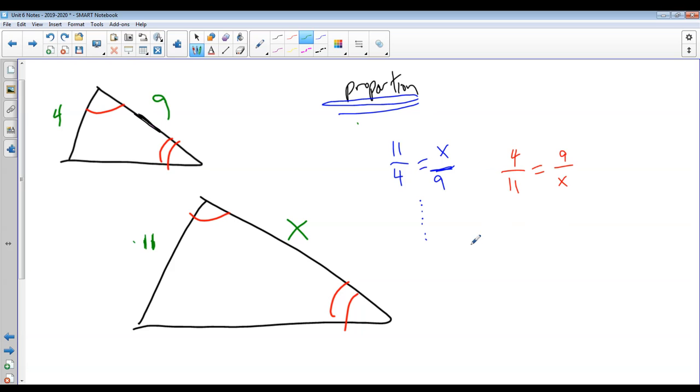So now if I do my cross product, either one of these is going to give me 99 equals 4x. Divide both sides by 4. And I get my unknown side equals 24.75. Okay, so that's how we're going to set up these problems for next class, and we're going to take it a little bit further. But that's the main idea.